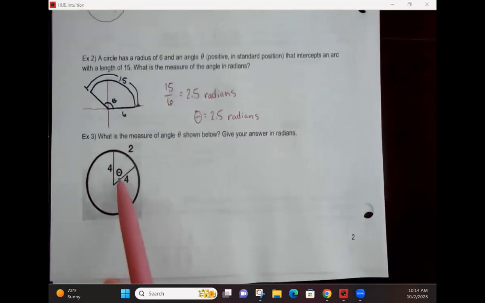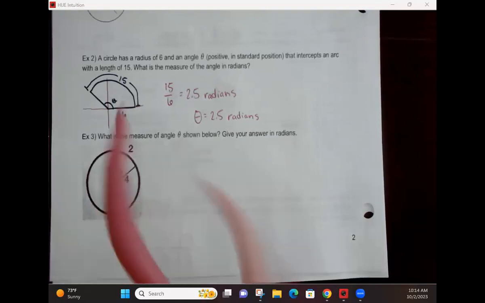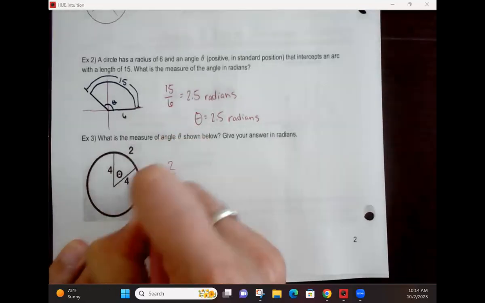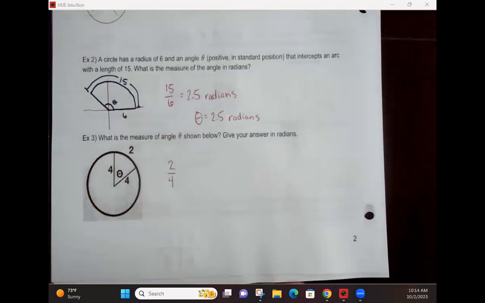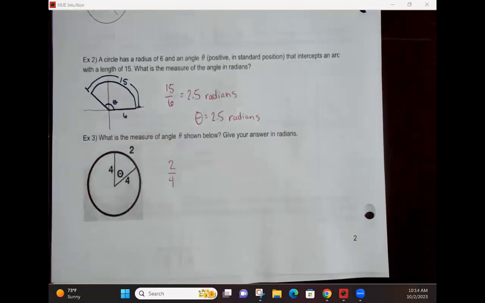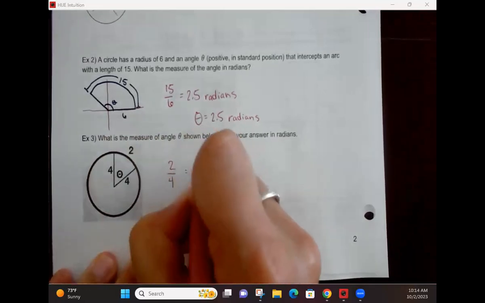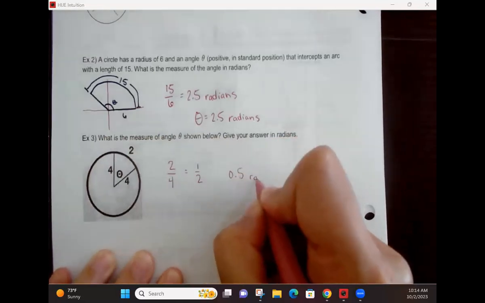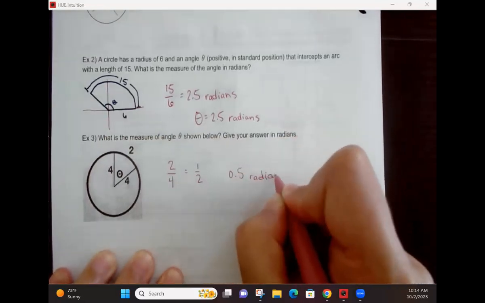How about this one? What's our measure of theta shown below? Give your answer in radians. So 2 would be how many of our radius? Our radius is 4. If our intercepted arc is 2, how much of the radius is that? It's half, right? So that's 0.5 radians, or half a radian.